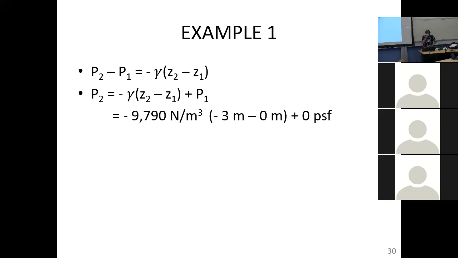So once we've rearranged the equation to solve for P2, now we can just plug, chug, and go. We put in the specific weight, we put in Z2 and Z1, and we put in P1. And then when we crunch that number, we get 29,370 Newton per meter squared. That wasn't so bad. Baby steps, should be pretty straightforward.